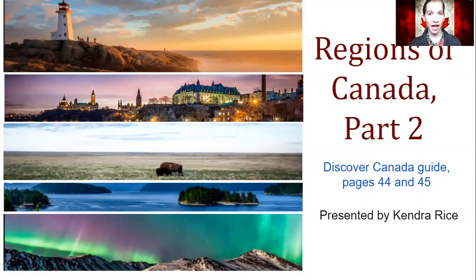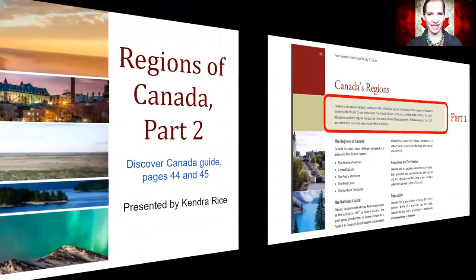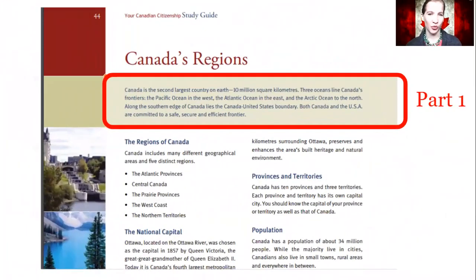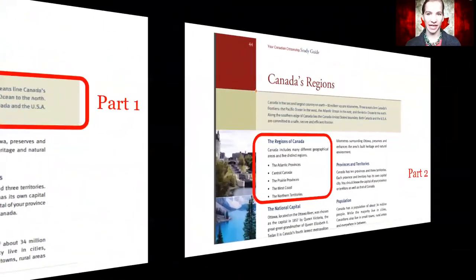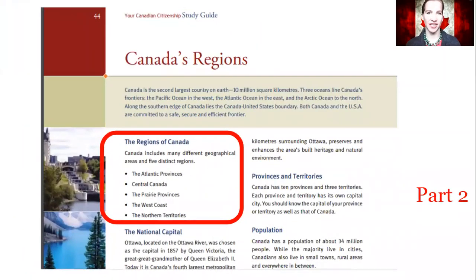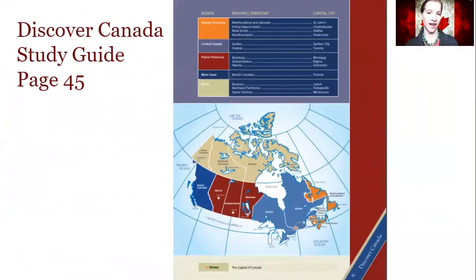If you didn't watch my first video, go and watch video number 1. This is video number 2. In part 1, we read about the oceans of Canada. Now, we will read about the regions of Canada from the Discover Canada Study Guide, page 44 and page 45. Here we go.